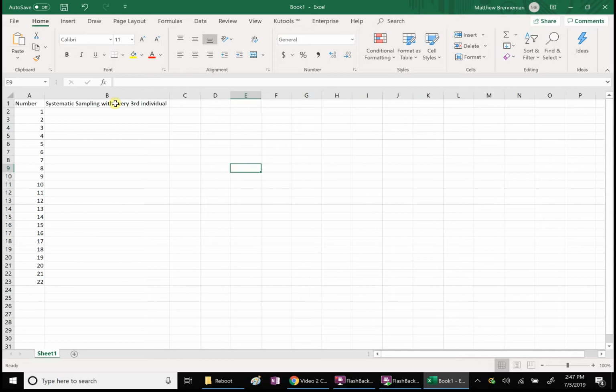Now, this sort of method works pretty well when we have static lists because we don't expect there to be any sort of relationship between, say, the first person and the fourth person. There's no obvious reason why they would be related. It doesn't work well in dynamic sampling situations.